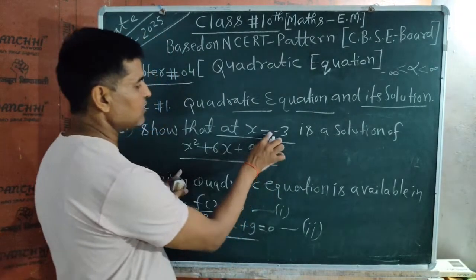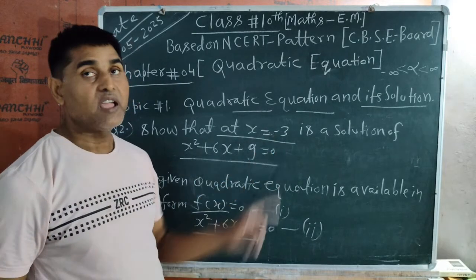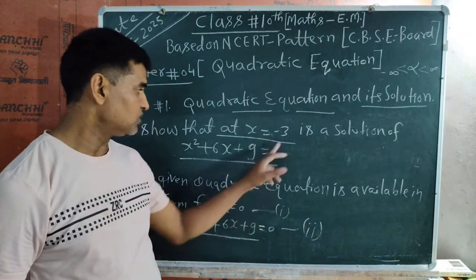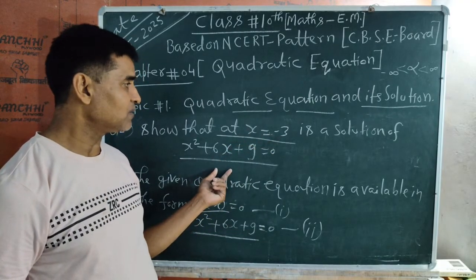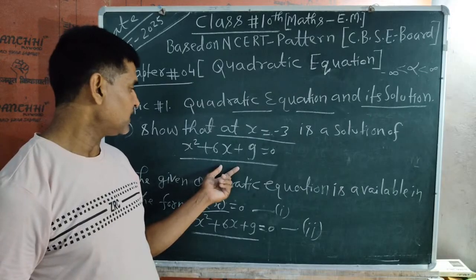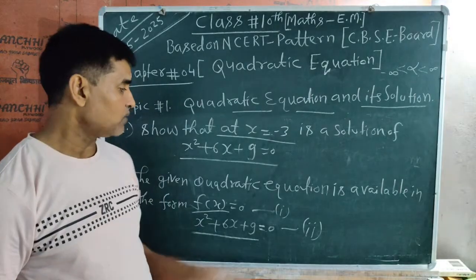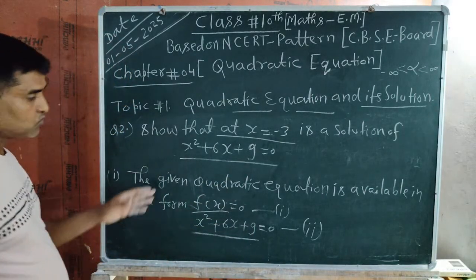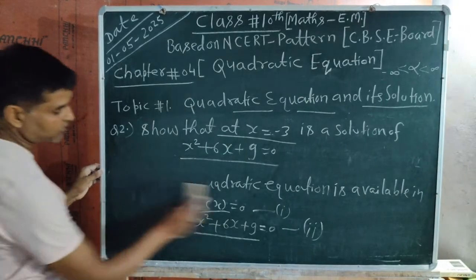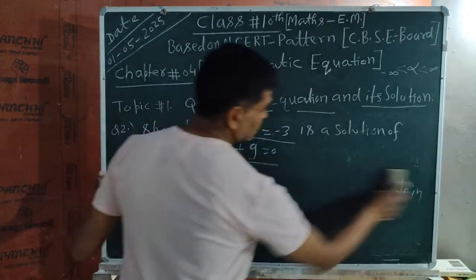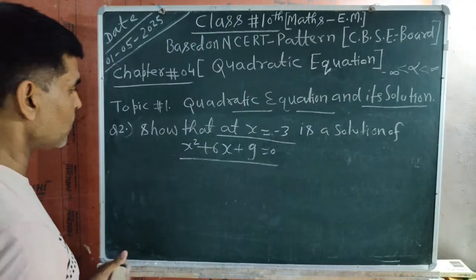After calculating the value of the given function at x is equal to minus 3, if I get its value 0, then I will say at x is equal to minus 3 this equation is satisfied. It means that at x is equal to minus 3, this quadratic equation has a solution. Therefore I will say that it is hence true. Okay student, so I am going to display the same information on the blackboard, so properly watch and listen, and clearly write it in your notebook.